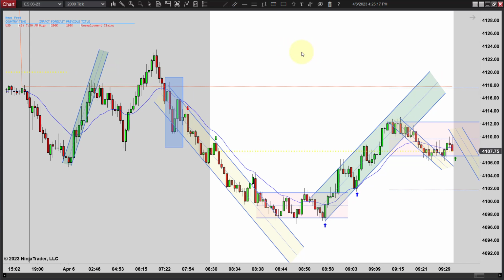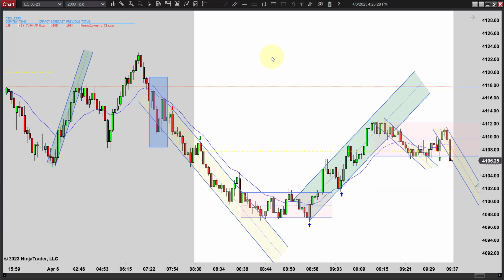So don't be afraid to trade that. I wouldn't trade much earlier than that. The market usually starts moving about 6:30 to 7, somewhere in there. So 7 o'clock's a good, safe time. Just keep that in mind.